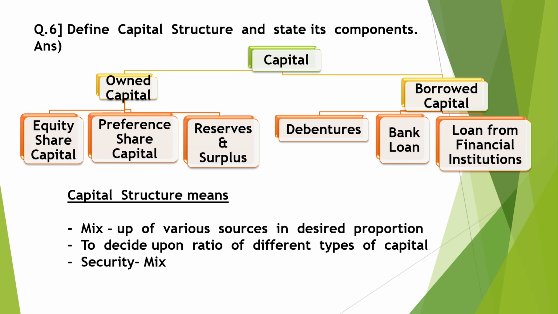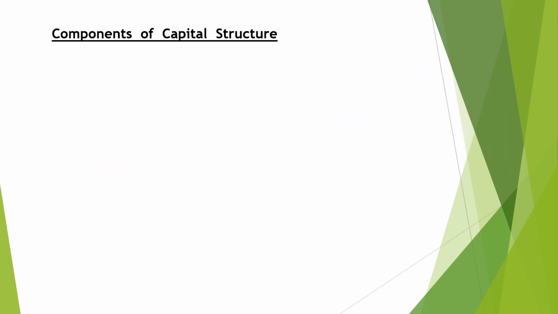And that is why capital structure is also called a security mix, as it is a mixture of a variety of securities in the form of shares, debentures, bonds, mutual funds, etc. So, to conclude, it can be said that capital structure is nothing but a mix of various sources of funds in a desired proportion or a desired ratio. Let us now move towards the components of capital structure.